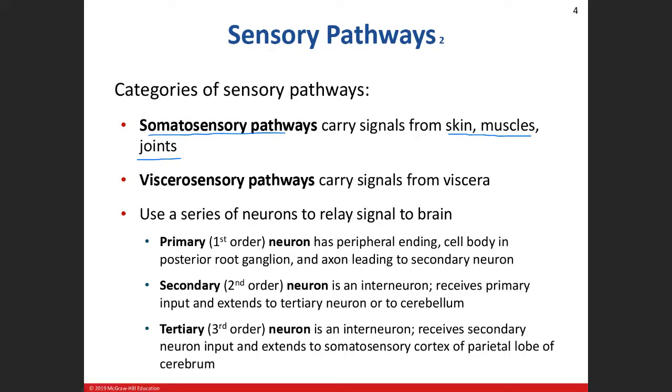Then, of course, we have our visceral sensory pathways. And that's going to carry information from our organs, the viscera. Okay? So in these pathways, we have three neurons, a series of neurons. There's three of them. Okay? So there's first order, second order, or third order, or I like to call them primary, secondary, and tertiary.